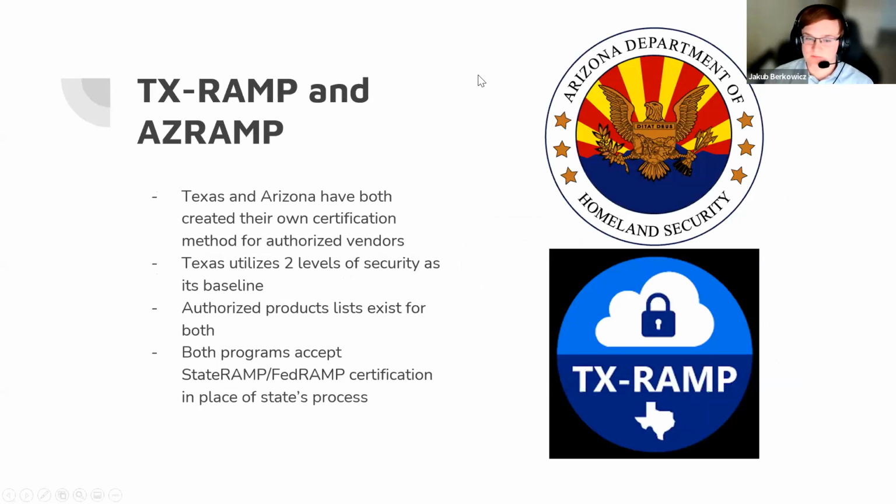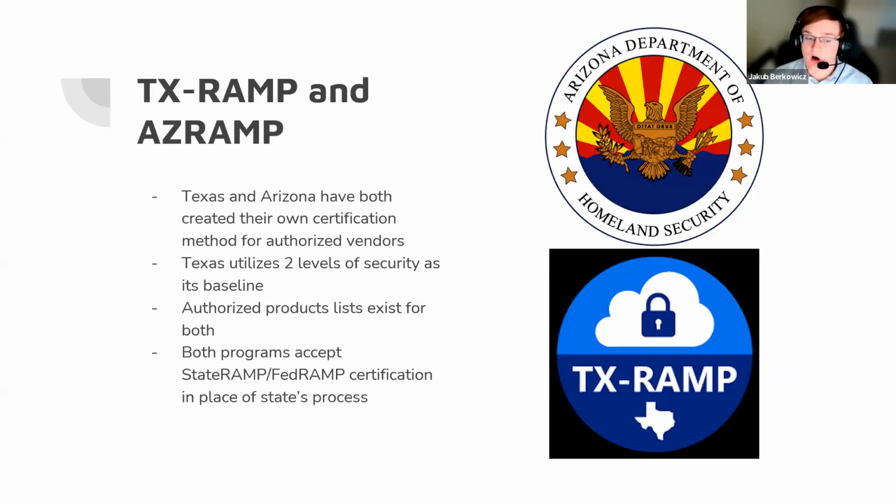And speaking of StateRAMP, some states like Texas or Arizona have created their own risk assessment management programs, TX-RAMP and AZ-RAMP respectively. They function similar to StateRAMP, except for the state itself. Texas, as an example, has 2 levels of security, one for low impact information if it got leaked, and one for medium and high impact information.